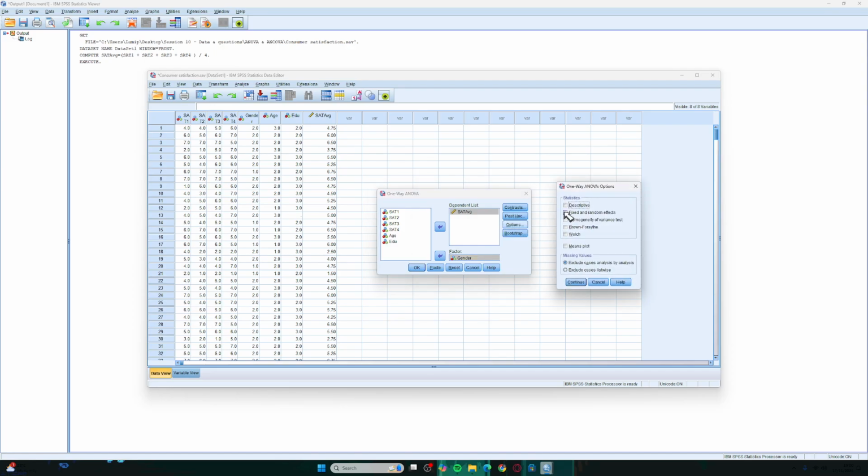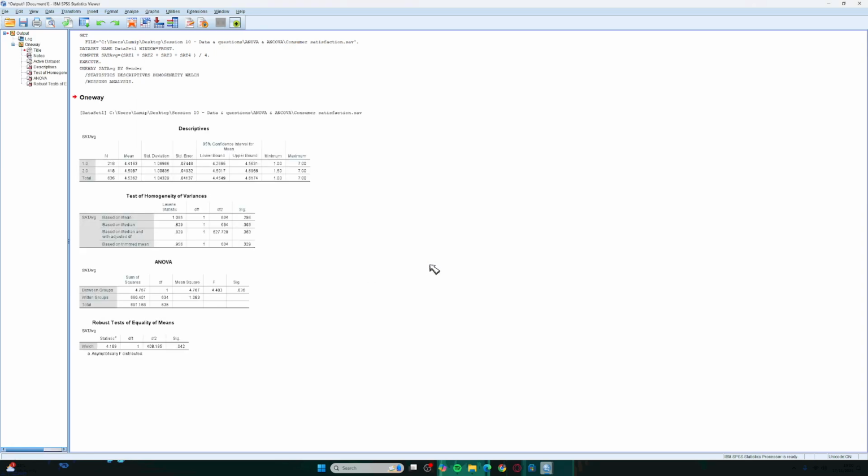And in the options, we'll check three boxes: descriptives, homogeneity of variances, and Welch. Press continue, then OK. Okay, we have our outputs here. Let's look into each one. First, descriptive. Gender 1 stands for male and gender 2 stands for female. We can observe that overall, the gender 2 shows slightly higher average satisfaction compared to the male gender 1.